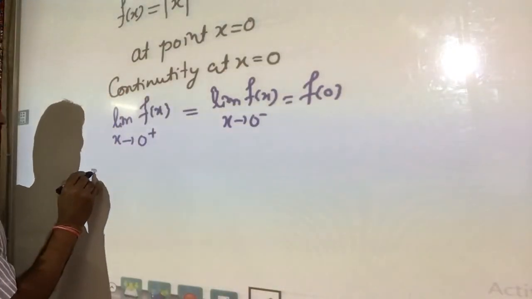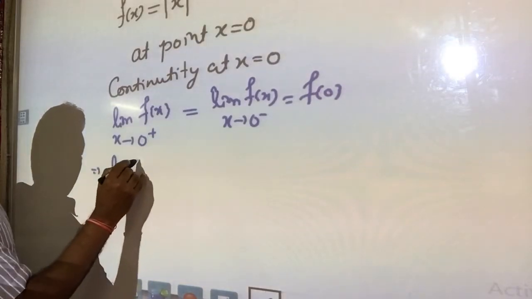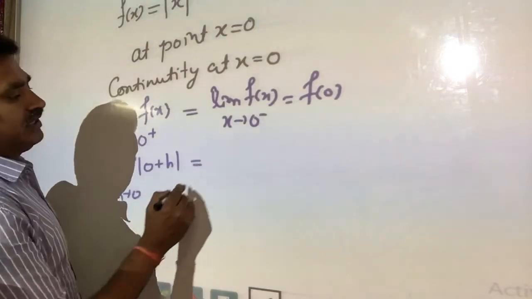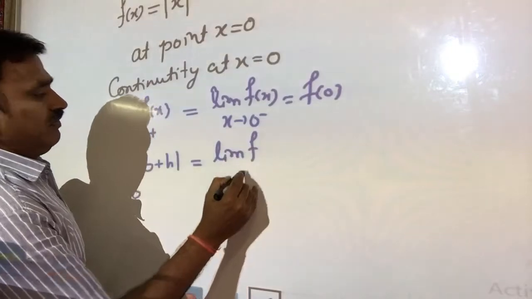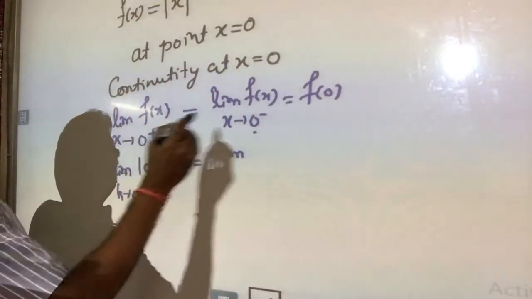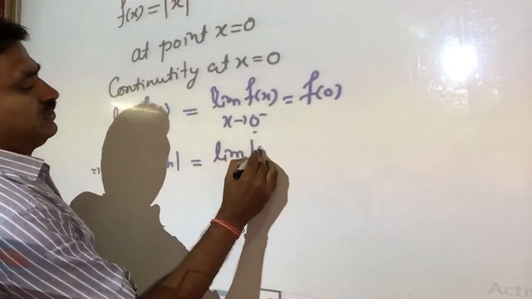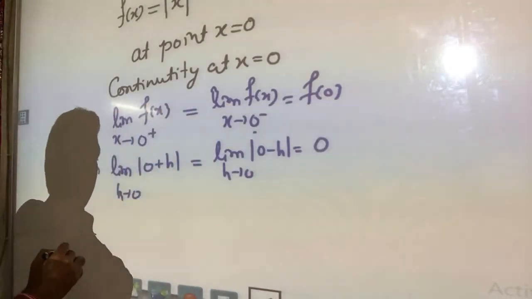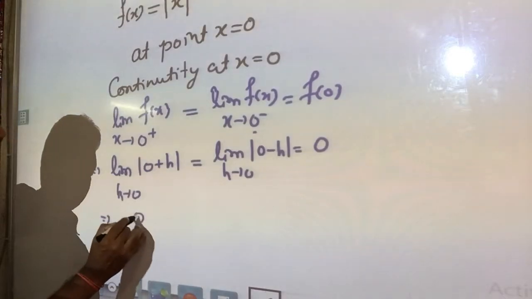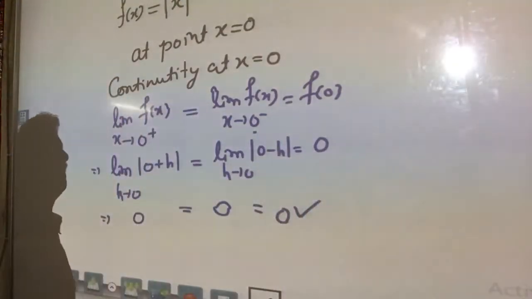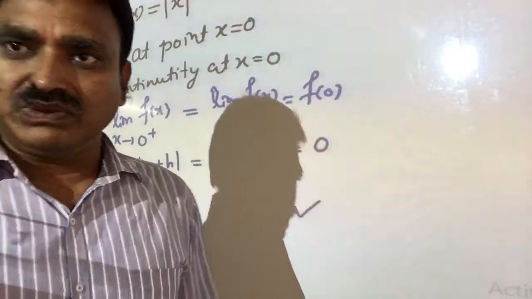So if we solve these values, this is the limit of mod of 0 plus h as h tends to 0, and here it will be the limit of mod of 0 minus h as h tends to 0, and it is equal to 0. We know that at 0 plus h, when we put 0, it is 0, this is 0, and f of 0 is 0. So we can see all the values are equal. So the function is continuous at x equal to 0.